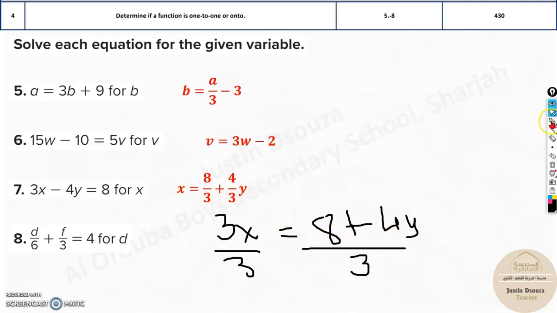Both sides, fine. But you can't simplify, say for example, over here 9 divided by 3 was 3. So you can't reduce it further. It'll just be 8 by 3 plus 4y by 3. That's it. That's the answer.